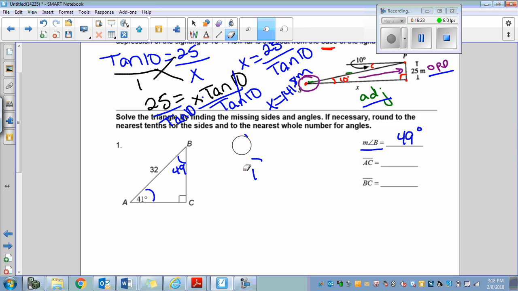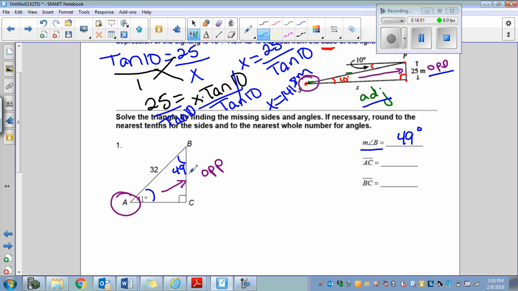Now we need our side lengths. It doesn't matter which angle you choose to be your reference angle as long as you don't pick C. We cannot have 90 degrees as a reference angle. So I'm going to pick 41 because they gave us that first. A is going to be my reference angle. My first step is to circle my reference angle. My second step is to label my sides. My opposite side to A is BC. So I'm going to write opposite there, and I'm going to give it a variable. I'm going to say X because I chose that one first.